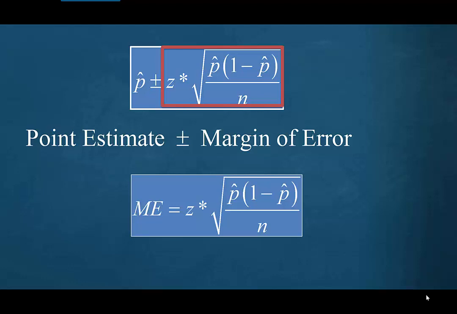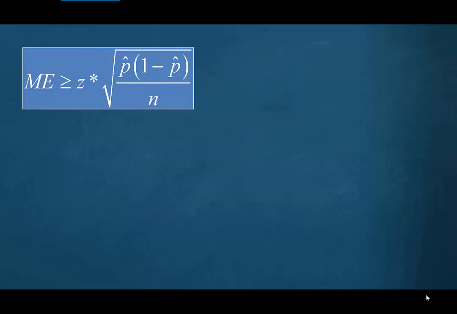So our margin of error, we can write that as ME, is the critical value Z star times the square root of p hat times 1 minus p hat all over n. Let's write this as an inequality, as we want this margin of error to be less than whatever margin of error we specify. So I want you to note we have a little problem here, don't we?